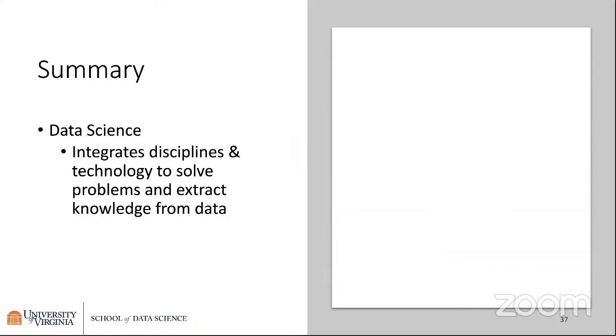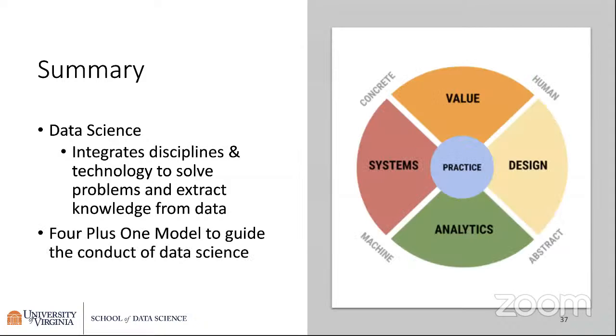Okay, I'm going to summarize then and say data science, as we've seen it, integrates disciplines and technologies to solve problems and extract knowledge from data. So it's all about this interdisciplinary, integrative approach, which is after real problems, important problems. The 4+1 model, as I say, I think we've put together a way to think about data science that helps guide us in when we're doing data science. If we think about these 4 areas as we go into a data science problem, always centered on practice, what the problem is, then we've got a good framework for approaching solving true data science problems.